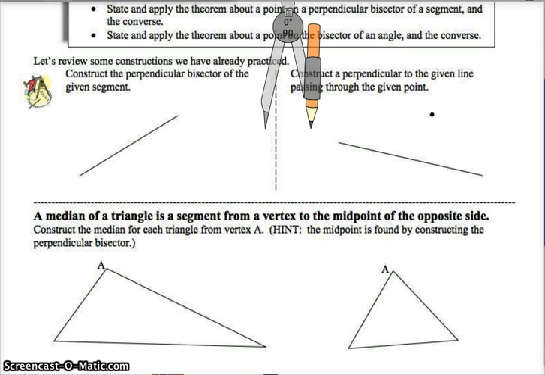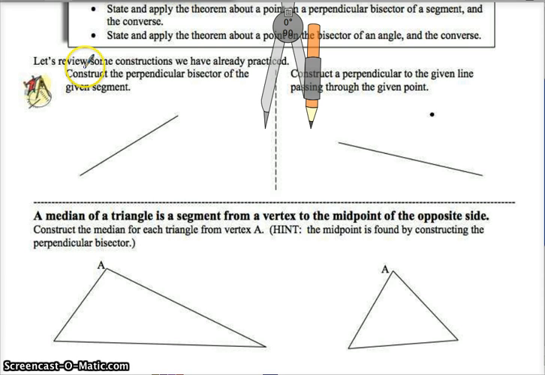In the next class, we're going to do something with those perpendicular bisectors and those altitudes and angle bisectors, and we're going to see that they all make special points. So right now we just need to learn the basics. How do you construct a median? How do you construct an altitude? And let's review how to construct a perpendicular bisector.